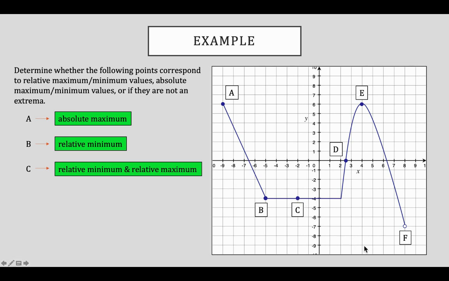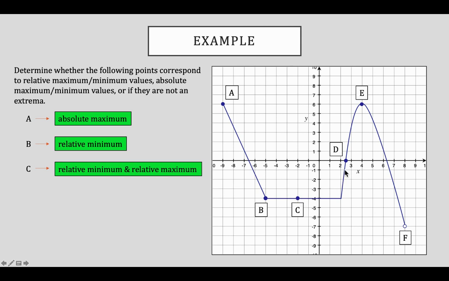Remember that in order to be a relative minimum, the y value associated with the point has to be less than or equal to the y values of the points immediately to the left and to the right, which it is. In order to be a relative maximum, the y values of our point have to be greater than or equal to the y values of the point immediately to the left and immediately to the right. And again, we still meet that criteria. Therefore, actually any point on this horizontal component will be considered a relative max or relative min.